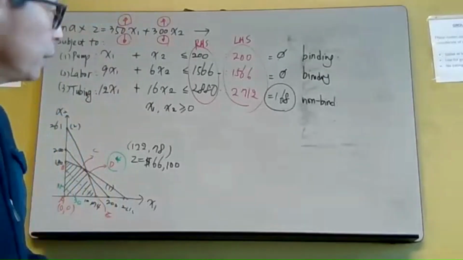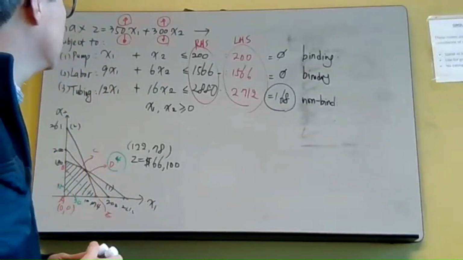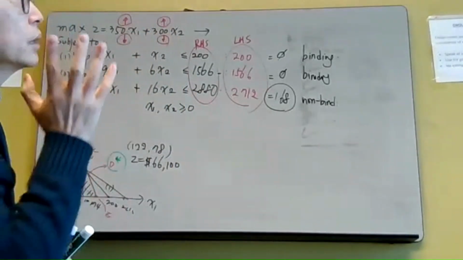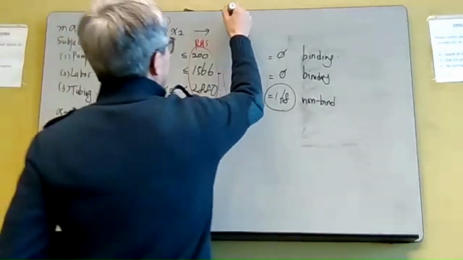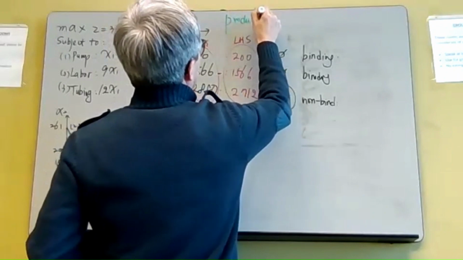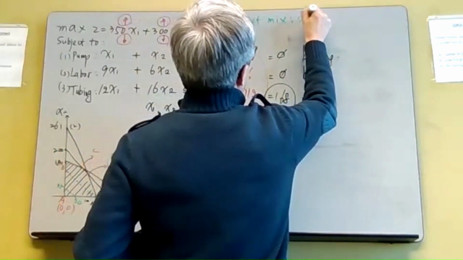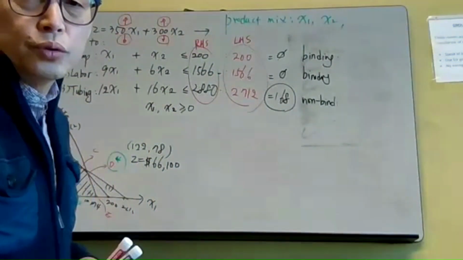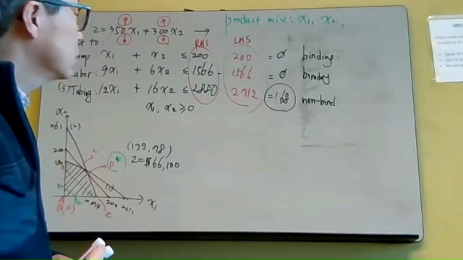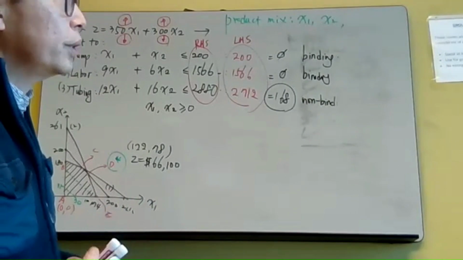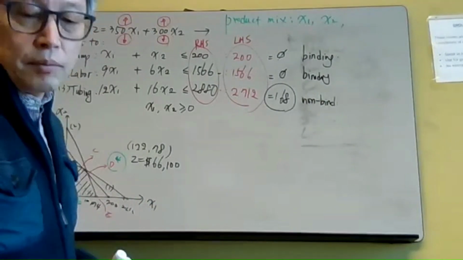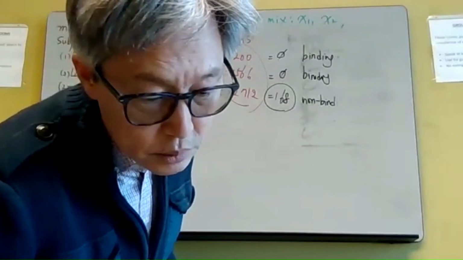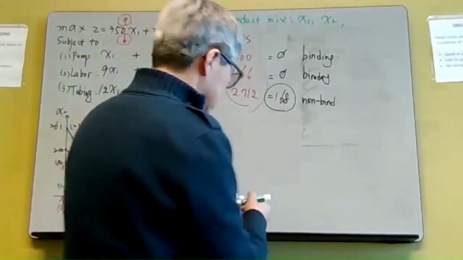Now, one thing we need to take a look at is, now we only produce two product types. Now we have X1, X2. Now, if we introduce a new product X3, the book says the name of the product is Typhoon Lagoon.